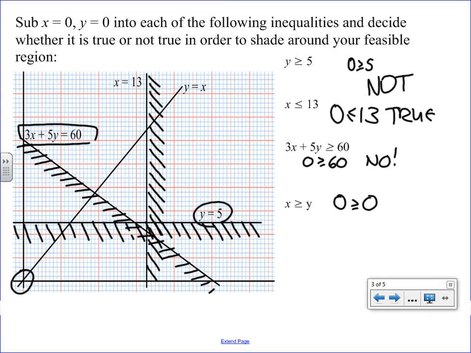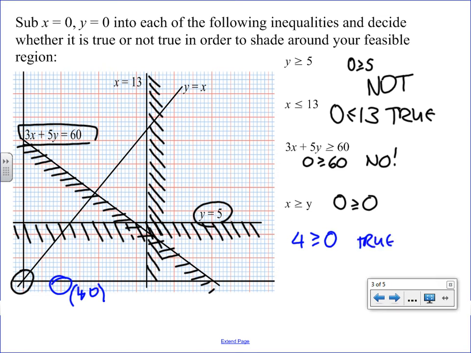But we can use the same idea, we just need to pick a different point to test. We can't test something that's on the line because it's not on either side of the line. But we could test something like this point, 4, 0. X is 4, Y is 0. So we sub that in. Is that true? True.